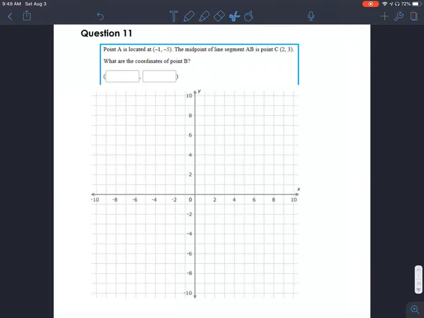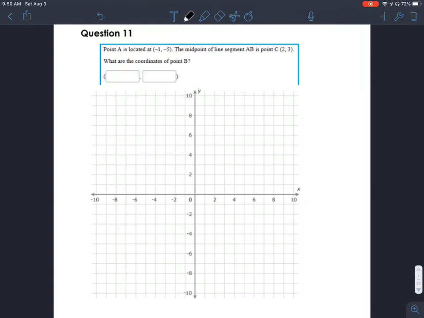Number 11, this is from the 2019 release questions from the end of course test for geometry in Ohio. If you have a coordinate plane, this coordinate plane was not part of the question. I added it to it. So if you have graph paper, this is going to be real simple and easy. If you don't, it's not impossible, but it's more algebra.